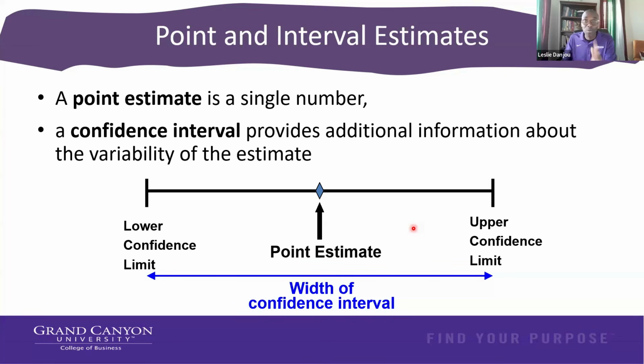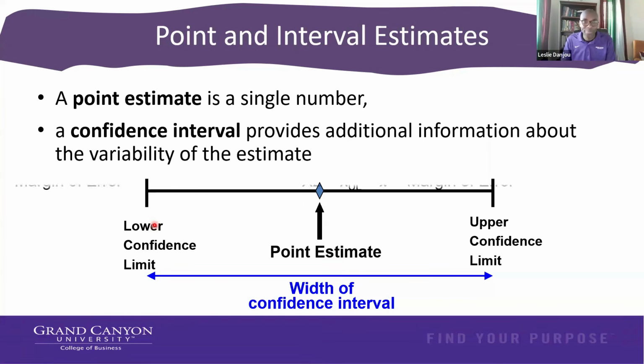Point estimate. Remember, point estimate is your sample estimate, your sample data. Your point estimate is like your mean or your standard deviation or your variance. But the interval, the width of the confidence interval, is the actual lower limits and the upper limits of your confidence level. It is the borders that separate what is good from what is not good.